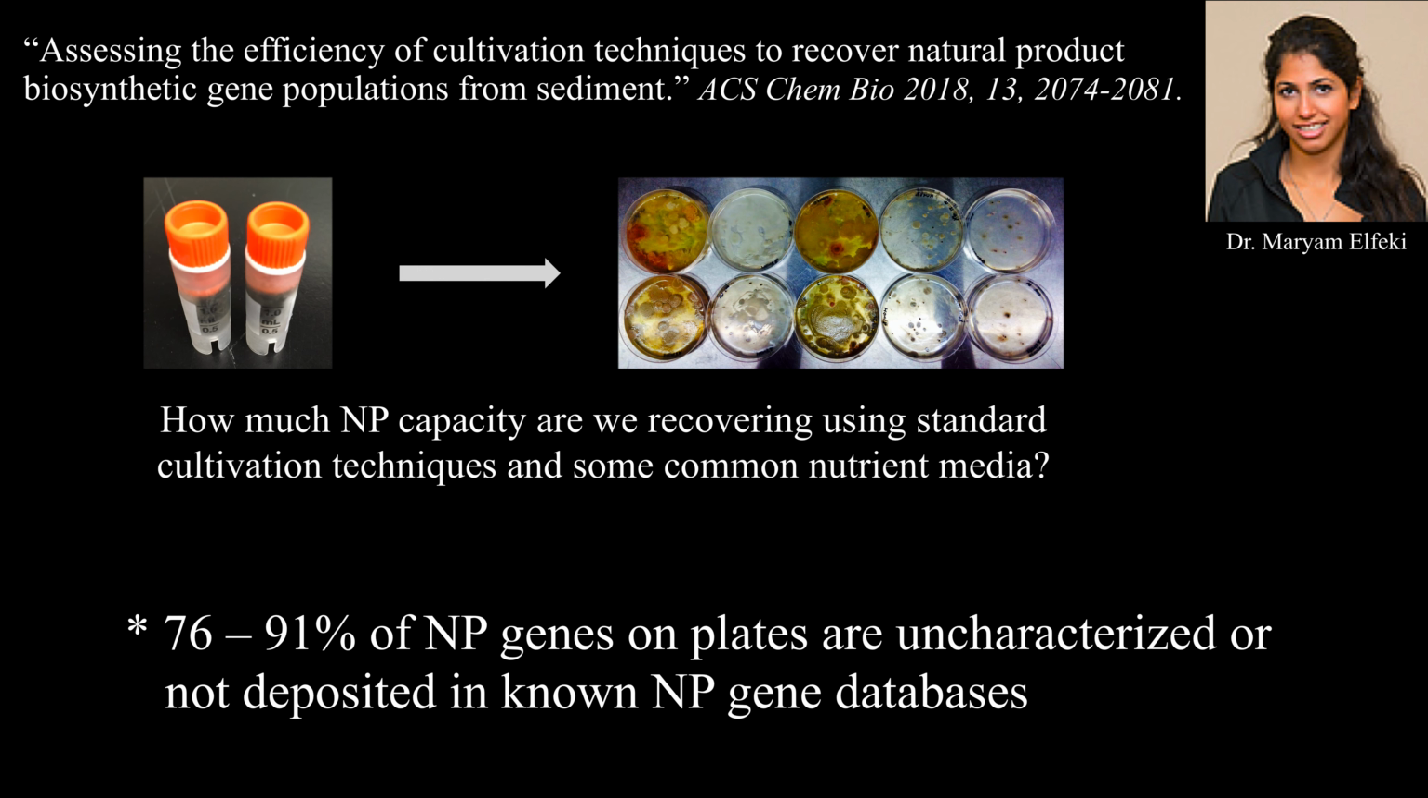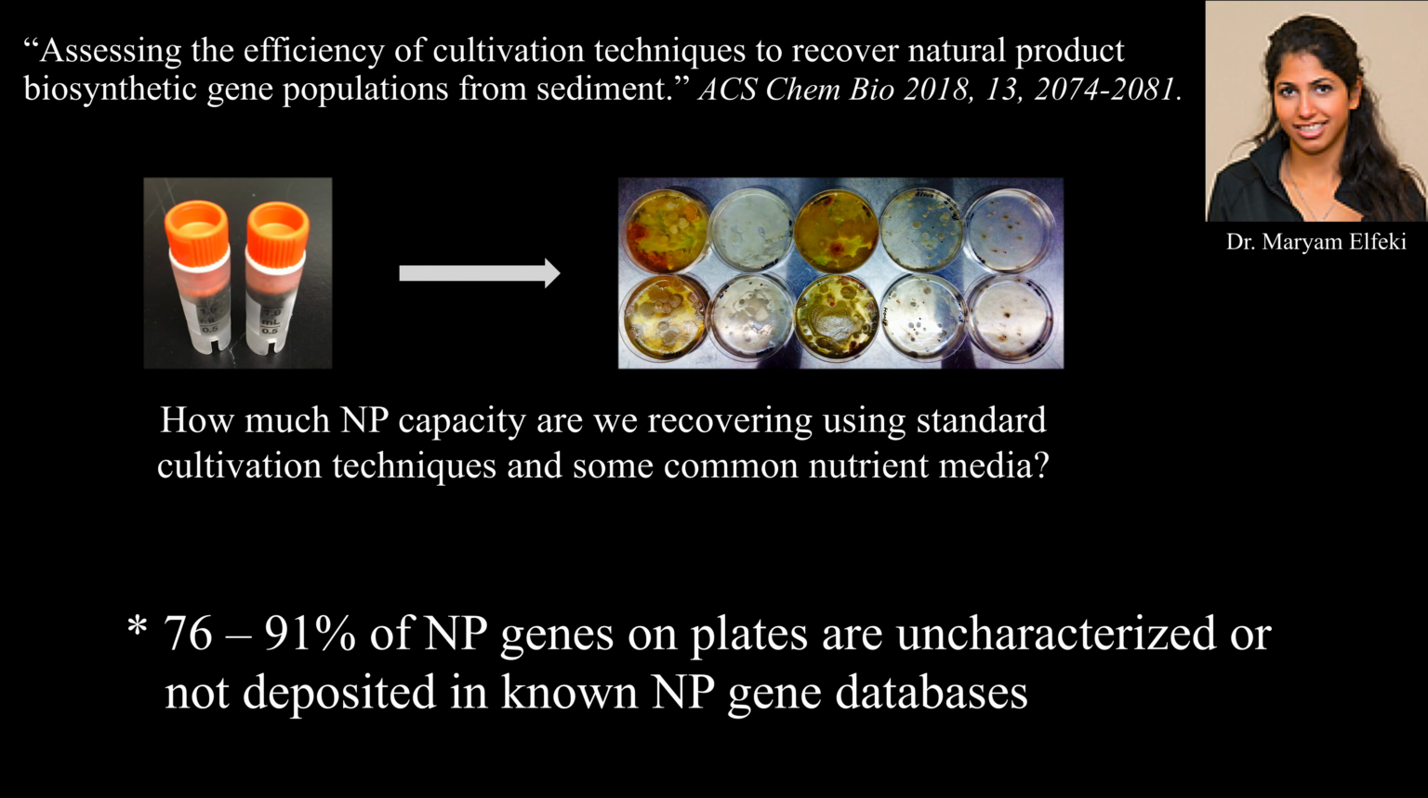Now, in the paper, she details several findings and limitations, but one finding was that the majority of biosynthetic gene clusters from readily cultivatable bacteria were either uncharacterized or not deposited in known gene databases. So of course, these databases aren't complete, but this still indicates that some genes on plates harbor potential to produce new natural products. But this kind of contradicts what we typically see from standard cultivation approaches, right? We see that there's a high probability of discovering known chemistry. So what's up with this disconnect?